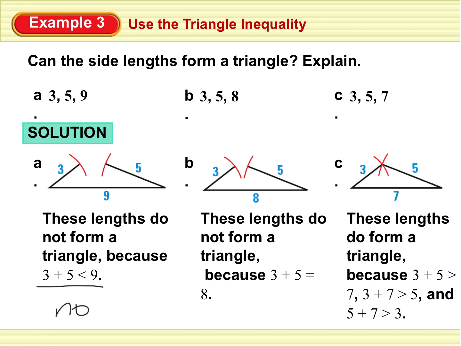So on B, what are my 2 smallest sides? 3 and 5. So add them together, what do we get? 8. But that's equal to 8. So it's no. We got to have it greater than. So what are my smallest sides on C? 5 and 3, what do we get? 8. Is it bigger than the other side? Yes. So if your 2 smallest sides added together are bigger than your other side, then it makes a triangle. Okay? If it's no, then it's not a triangle. Go ahead and do those last 3.